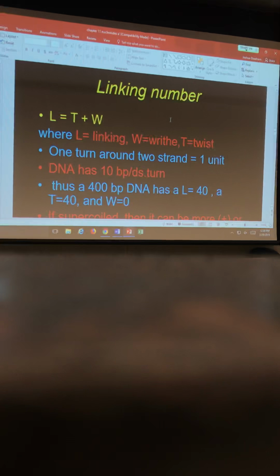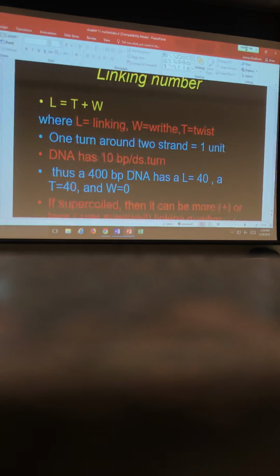When you look at the linking number, you can figure out if something is positively supercoiled, negatively supercoiled, or in a state that is called relaxed. When a piece of DNA is in a relaxed state, it is at the perfect amount of twists. How do I know what the perfect amount of twists is? Well, here's an example down here.